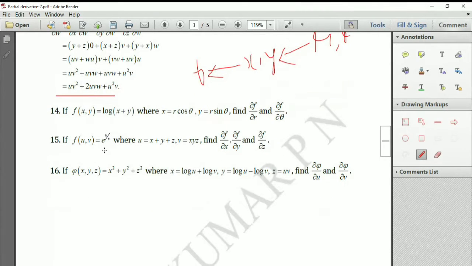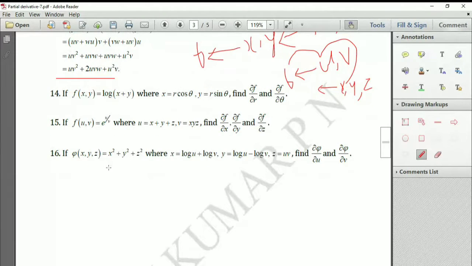Similarly here, f of u comma v. So your f is a function of u and v. But u and v are functions of x, y, z, three variables, right? So you have to find dou f by dou x, dou f by dou y, dou f by dou z. What is your dou f by dou x? Dou f by dou u into dou u by dou x plus dou f by dou v into dou v by dou x. That is your dou f by dou x. Similarly, you have to apply for all of them.